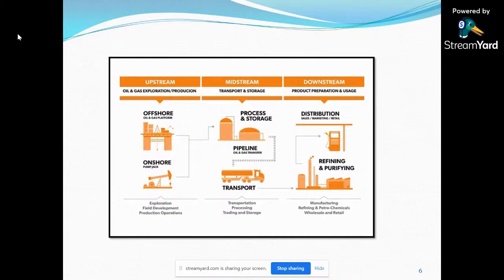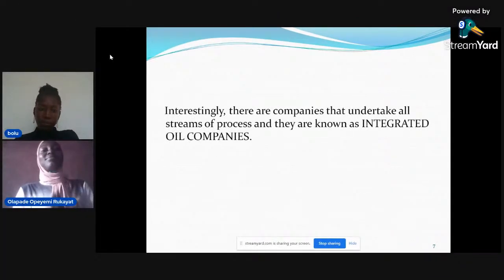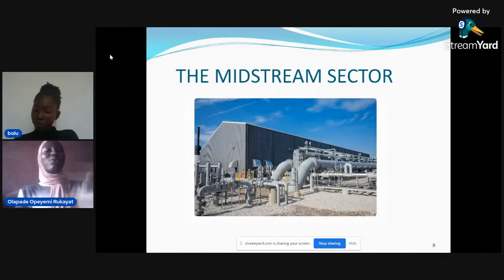Interestingly, there are some companies that undertake all the streams. They'll be involved in the upstream process, the midstream and the downstream, and they are known as the integrated oil companies. But I don't know for sure if we have a company like this in Nigeria. So they're involved in the three streams of process. So that's just it. Let's go into the main topic for today, which is the midstream sector.